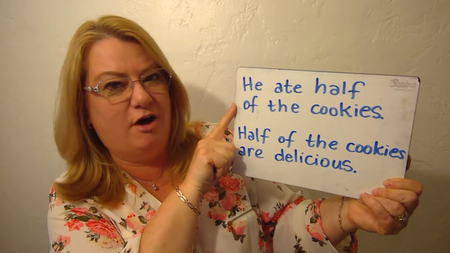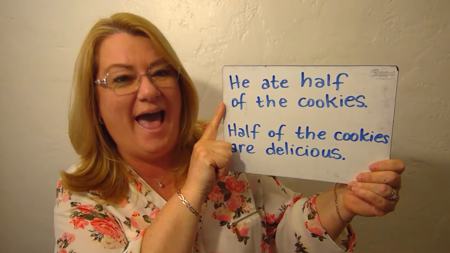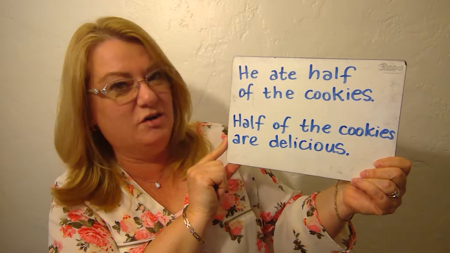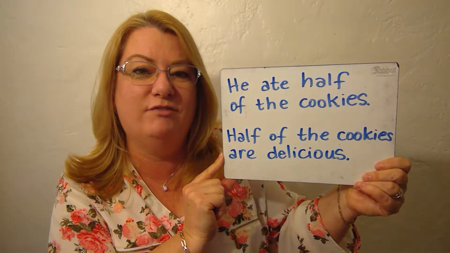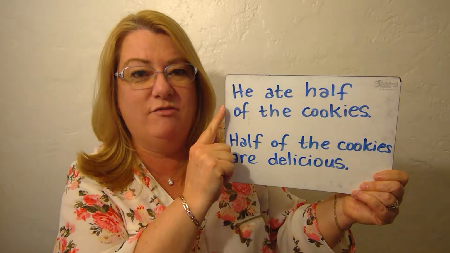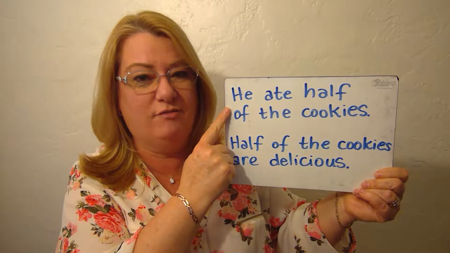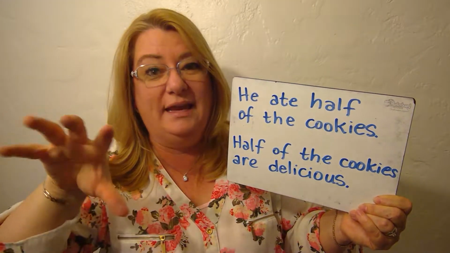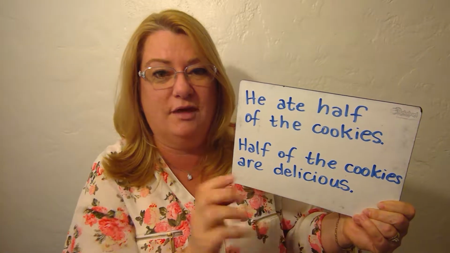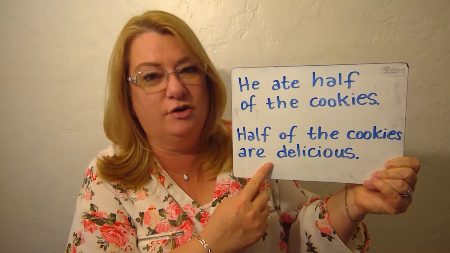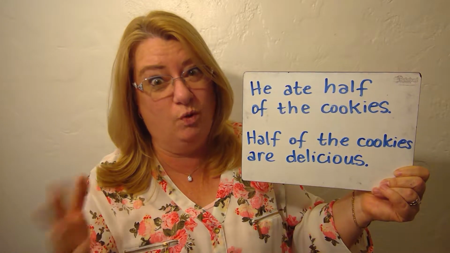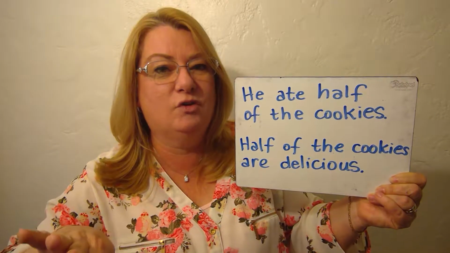He ate half of the cookies. Half of the cookies are delicious. Now, if he ate half of the cookies, that means he left the other part, divided into two, and he ate one group of it and left the other group there. Half of the cookies are delicious. That could be an opinion, or the other half was really bad. But half of the cookies and not the other part.